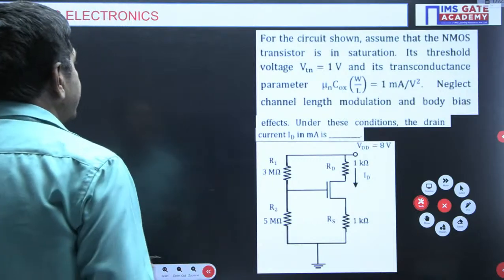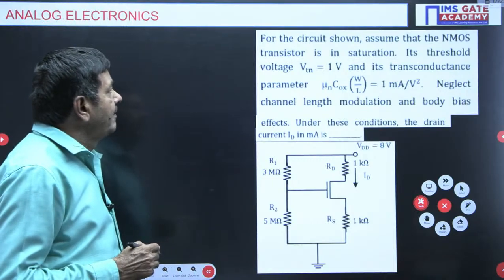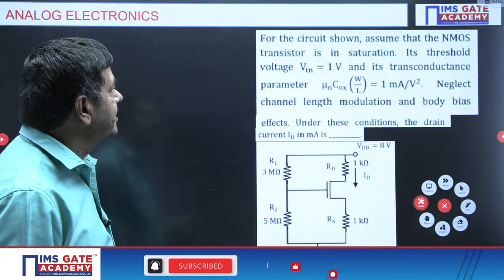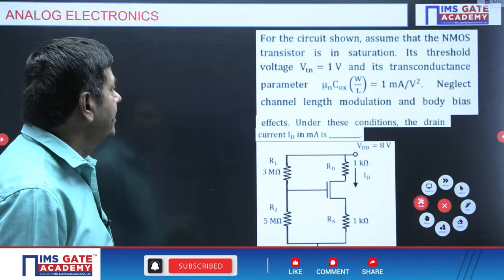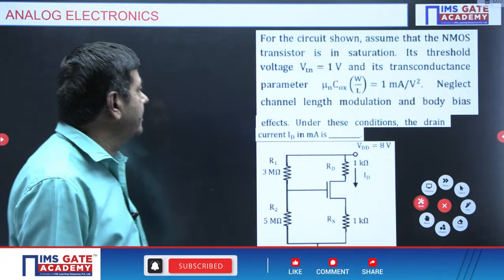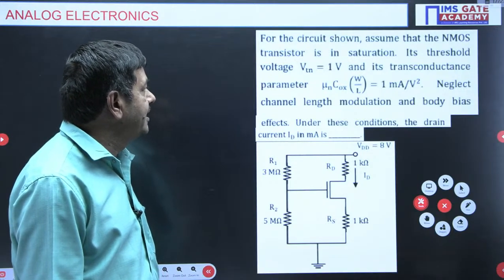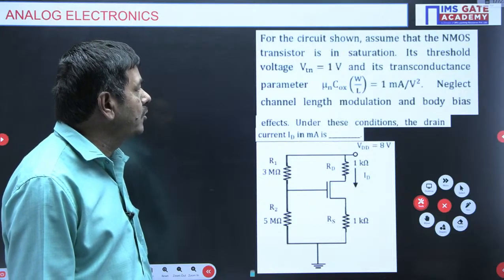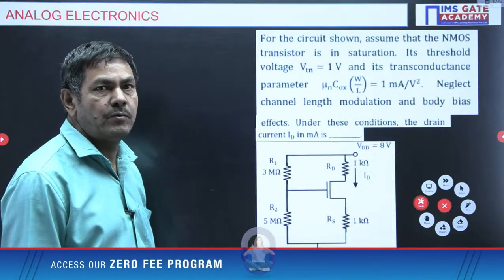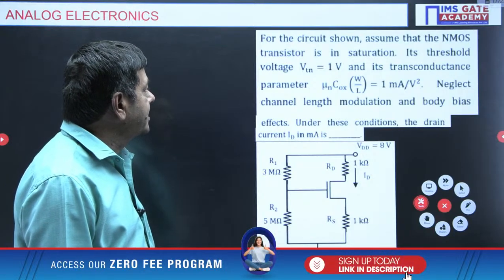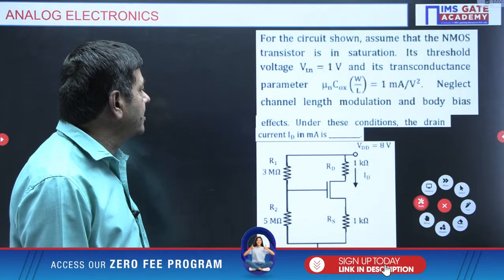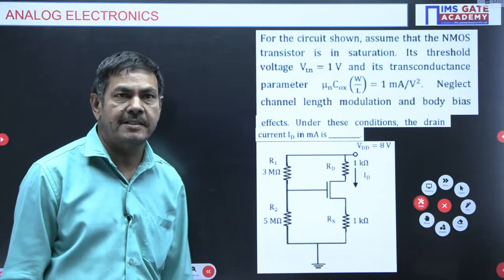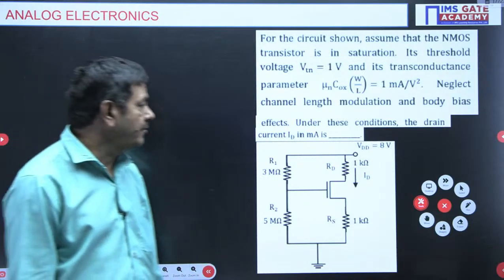But please watch what is being asked in the problem. For the circuit shown, assume that the NMOS transistor is in saturation. Its threshold voltage VTN equals 1 volt and its transconductance parameter mu n COX W by L equals 1 milliampere per square volt. Neglect channel length modulation and body bias effects. Under these conditions, the drain current ID in milliamperes is asked.